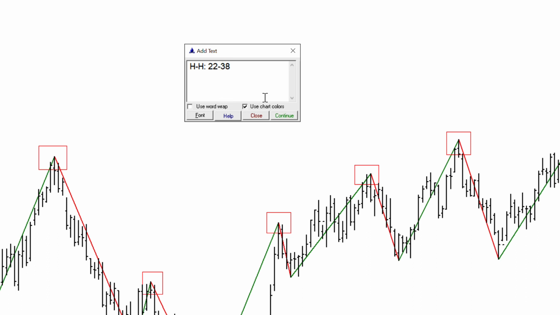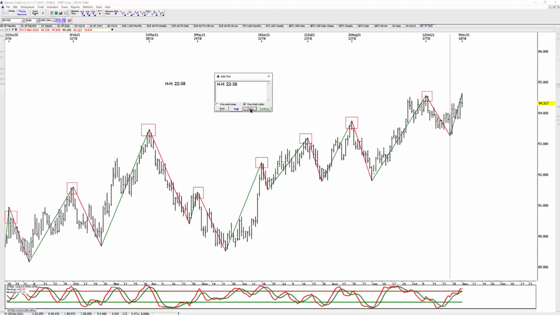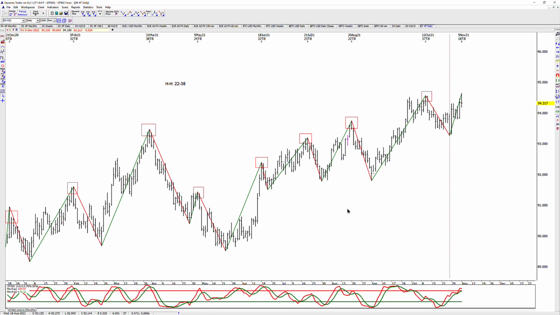There we go. So I'm going to make a little note. High to high was 22 to 38 days. So this is just making a note. What's the next thing we want to know is the range of time from the low to the highs. So let's mark off the lows so we can see what those ranges would be.